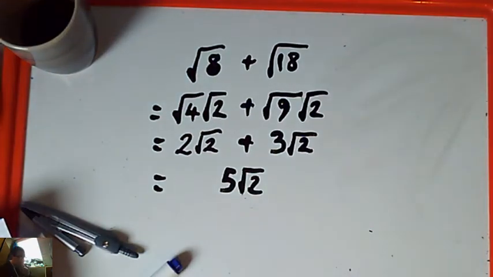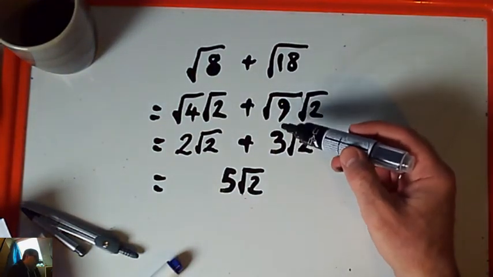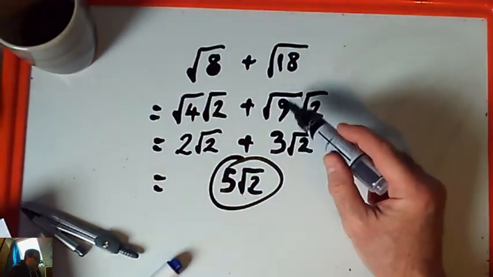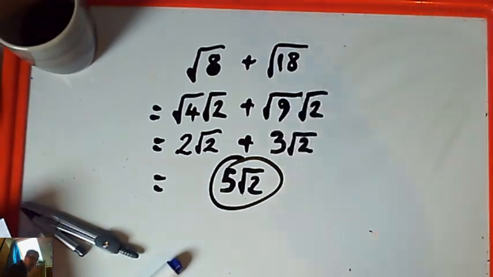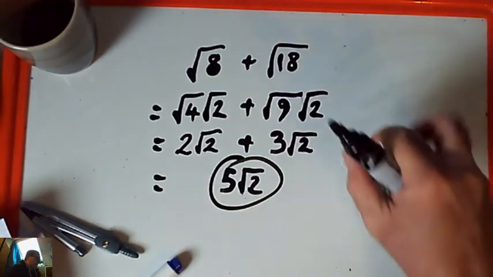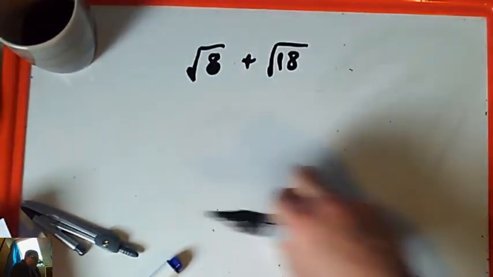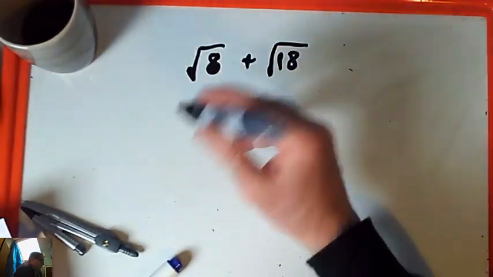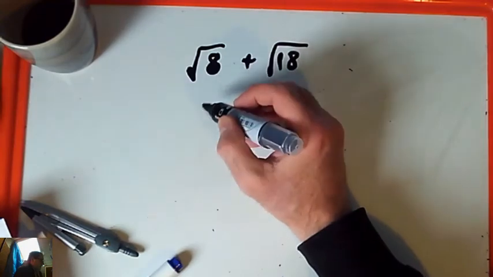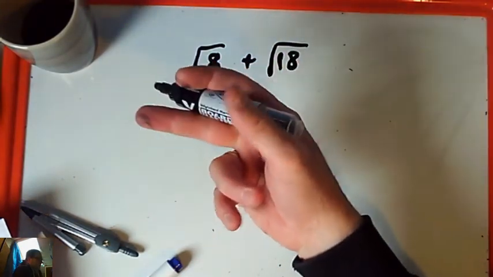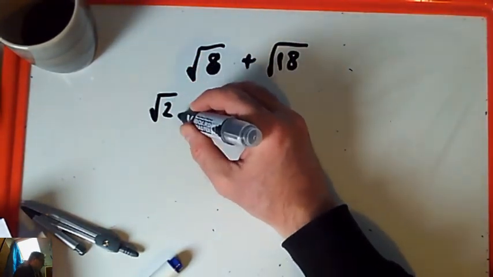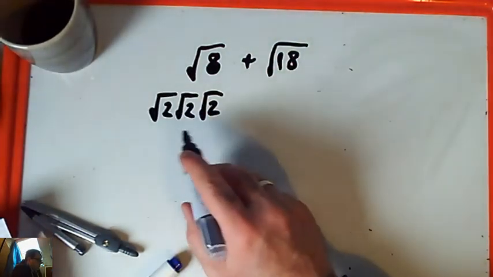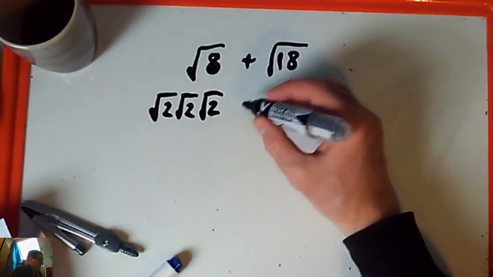Now what you might ask yourself here is, that's the final answer by the way, 5 root 2, how can I spot nice square numbers that these happen to contain as factors? Well, you don't necessarily have to, because you can break the whole thing down completely. I could have broken 8 down all the way down to 2 times 2 times 2, as far as I can break it down. So 8 is root 2 times root 2 times root 2, because 2 times 2 times 2 makes 8.